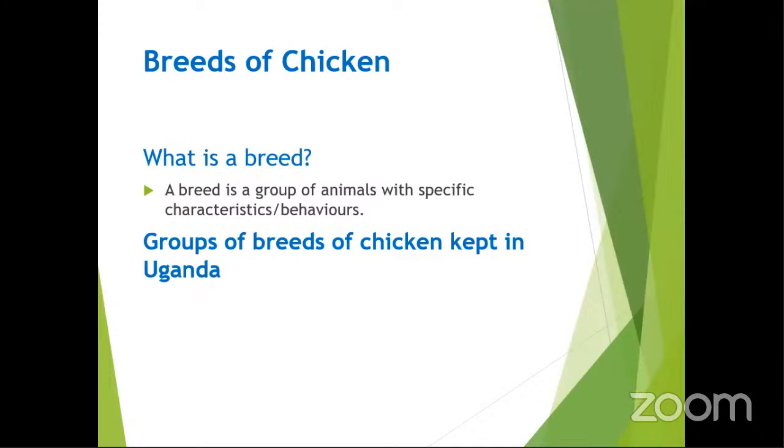When you look at the groups of breeds of chicken, there are basically two of them. One is called the indigenous breeds of chicken. Indigenous breeds of chicken are the ones that we call simply local breeds of chicken. We simply say local breeds of chicken, but you can also say indigenous breeds of chicken. The word indigenous is the same as local.